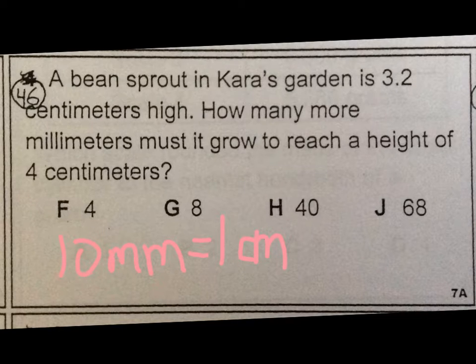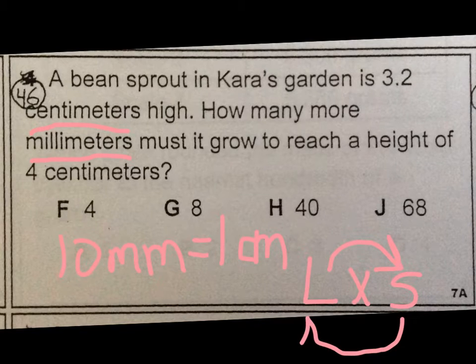A bean sprout in Kara's garden is 3.2 centimeters high. So since they want to know how many millimeters it must grow, they gave it to me in centimeters. I'm probably going to want to convert that. And since I'm going from a larger to a smaller unit, from centimeters to millimeters, I'm going to multiply. I have a pretty cool conversion: anytime you're going from a larger to a smaller unit, you multiply. Going from smaller to larger, you divide.